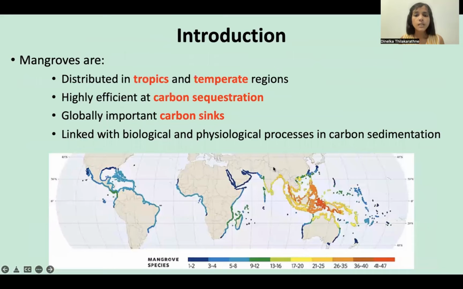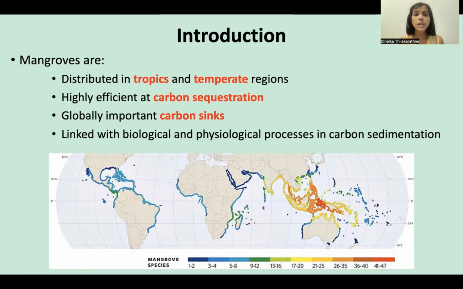So mangroves are the ecosystem which are closely located in the coastal belts. So in this map, you can see these mangroves are highly located in the tropics and temperate regions. And they are highly efficient at the carbon sequestration. So they are mainly considered as the globally important carbon sinks.